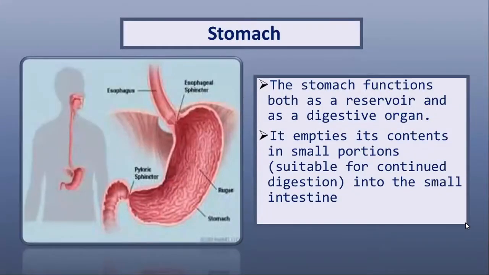Okay, now next would be the stomach. The esophagus would now continue here, continuous with your stomach. The stomach functions both as a reservoir and as a digestive organ. It empties its contents in small portions suitable for continual digestion into your small intestine. The stomach acts as a reservoir, but its chief function, remember, its main function is enzymatic digestion.